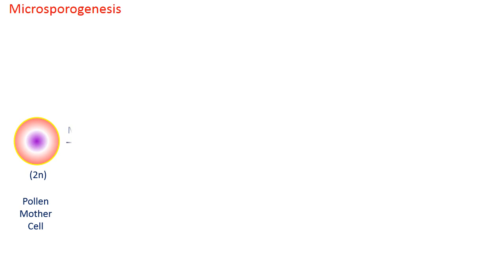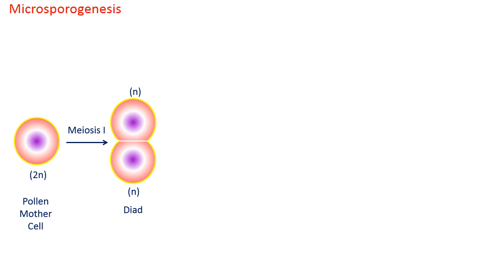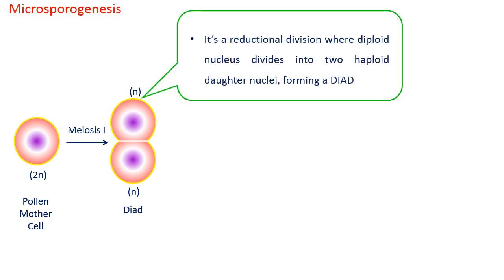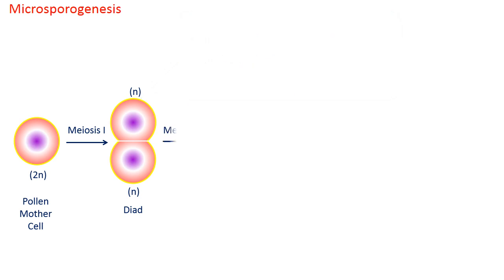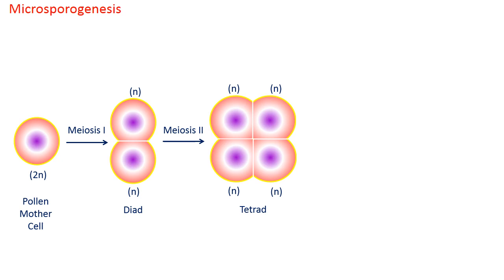Diploid pollen mother cell undergoes first meiotic division. It is reductional division where the diploid nucleus of the pollen mother cell divides into two haploid daughter nuclei to form a dyad. Each nucleus in the dyad undergoes meiosis second and divides into two nuclei each. Therefore, four nuclei are formed from the single diploid nucleus of the pollen mother cell, forming a tetrad.